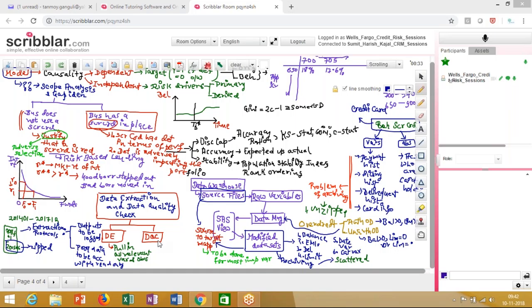Right, so this is the initial part. Now the next part that comes in is, so these are the structural, or these are the functional aspects that are involved in data extraction, data quality check exercises. The next thing that we need to talk about is what type of variables need to be extracted.